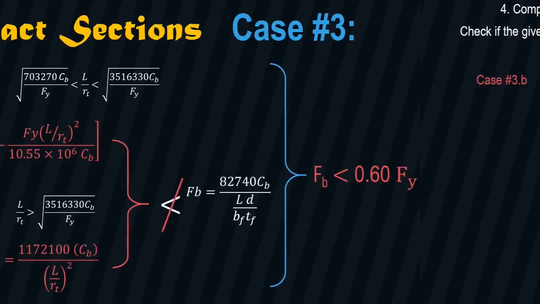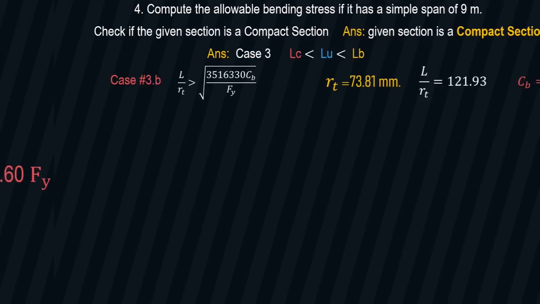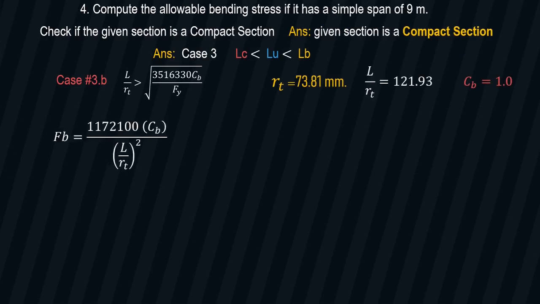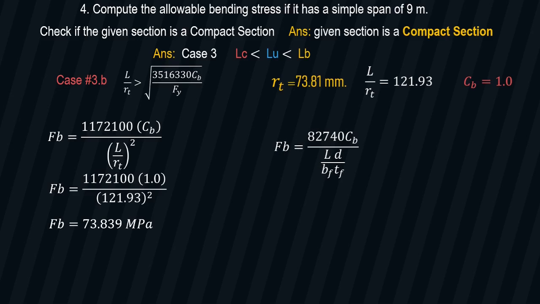So, the formula for FB in case number 3B is this one. So, we'll be using this formula in solving for FB. Okay. So, using the formula, we have the value of CB 1.0, and we have the value of the slenderness ratio equal to 121.93. Therefore, the value of FB is 73.839 megapascal. But that's not yet the final answer because you still need to check if it is not lesser than this quantity. So you have to solve also for this value.